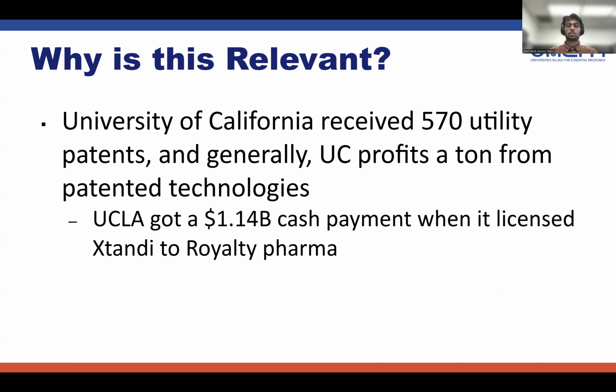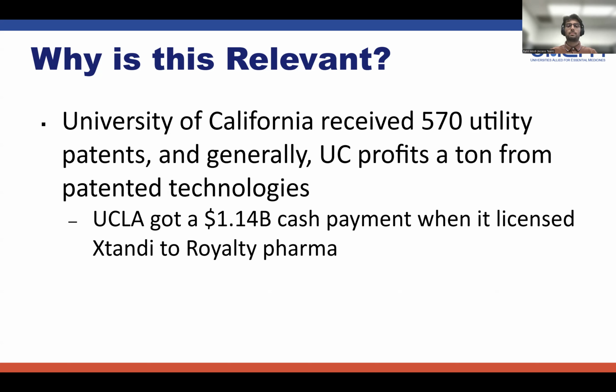So given that we have a public stake in all this research, we should get a return on our investment. UCLA, for example, got a 1.14 billion cash payment when it licensed the prostate cancer drug Xtandi to Royalty Pharma. And given that Xtandi costs nearly 190 grand per year per patient, it isn't quite the return on investment that us as the public should have.